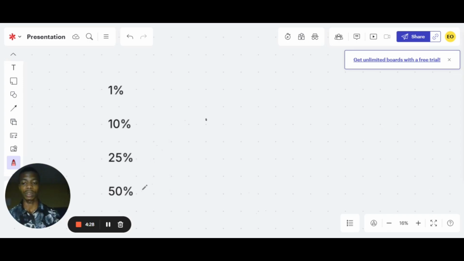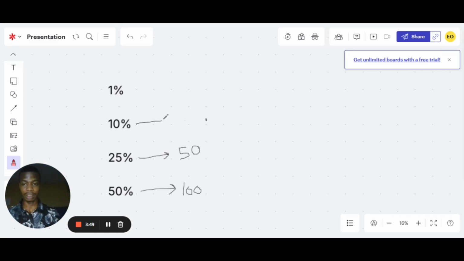For example, to find 50% of a number, half that number. For example, 50% of 200 is going to be 100 because half of 200 is 100. To find 25% of a number, half the number and half it again. For example, 25% of 200 is going to be 50 because half of 200 is 100 and half it again. Half of 100 is 50. So 25% of 200 is 50.